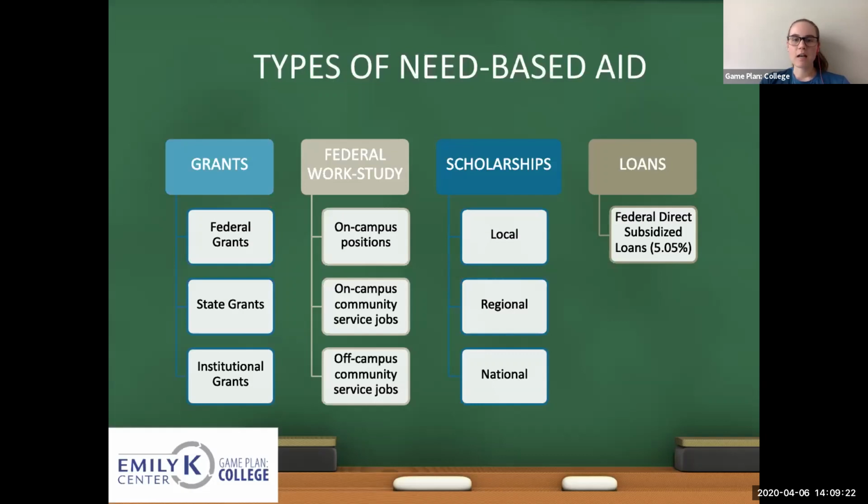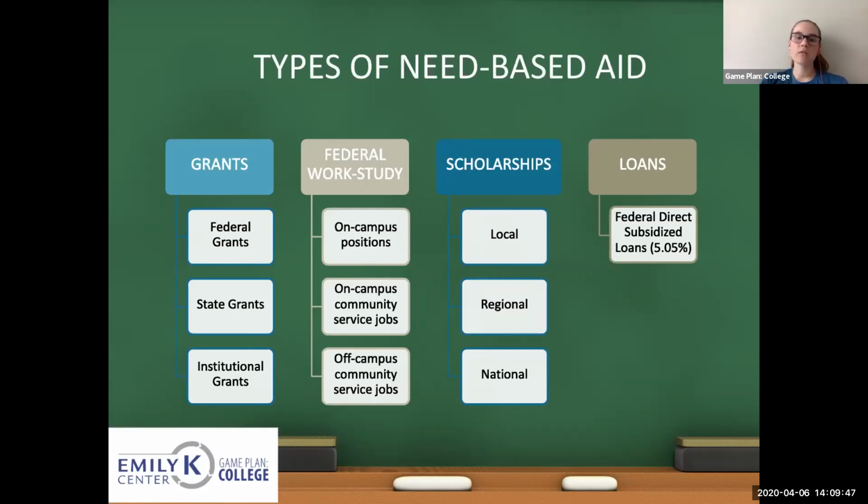So there are four types of need-based aid. There are grants. There are federal grants that come from the government, state grants from the state, and institutional grants from the college. Grants are money that you do not have to pay back. So essentially it's free money. They say, hey, here's a Pell Grant, here's $5,800 to go spend on your education.